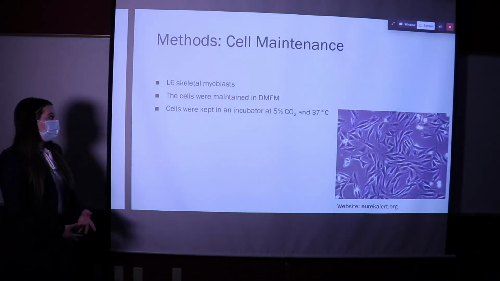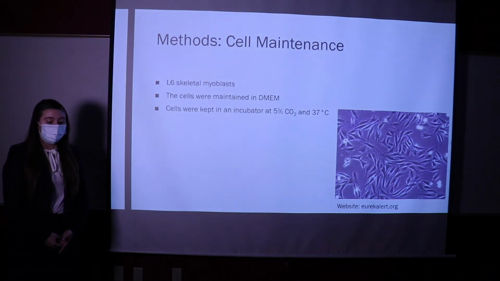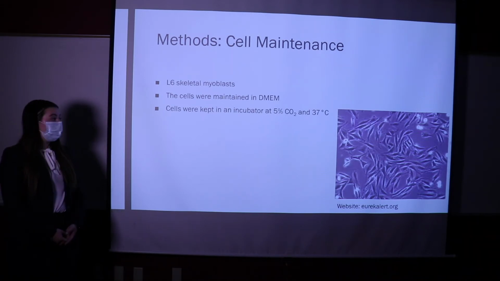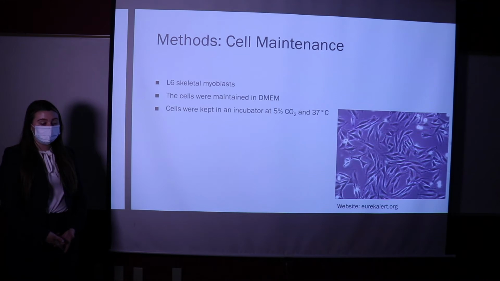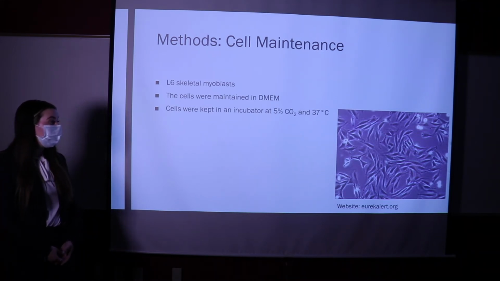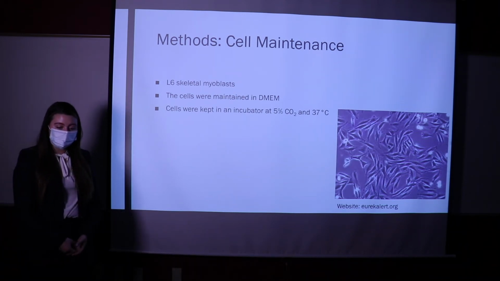To test our hypothesis, we used L6 skeletal myoblasts, which is an immortalized form of rat cells. And the cells were maintained in DMEM, which is just a media to make sure that the cells have all the nutrients that they need to survive. And cells were kept in an incubator at 5% CO2 and 37 degrees Celsius, mimicking body conditions. And the image just shows skeletal muscle cells plated on a plate in the lab.